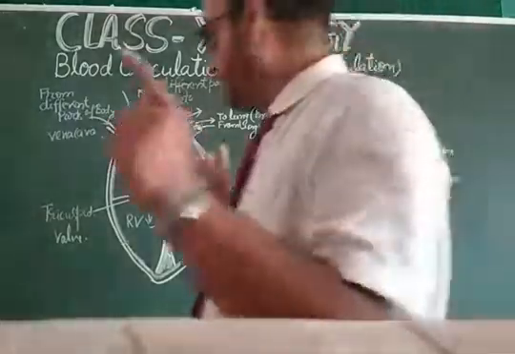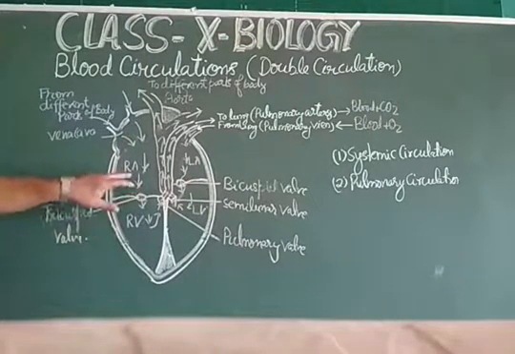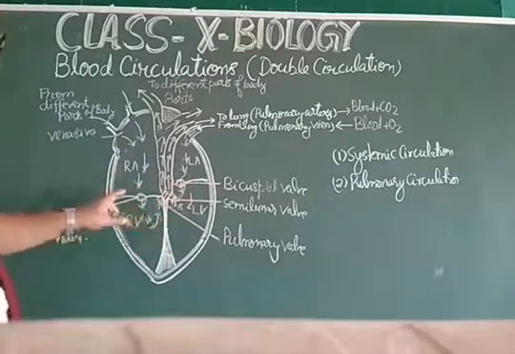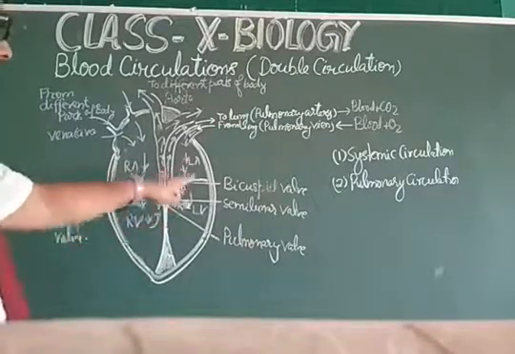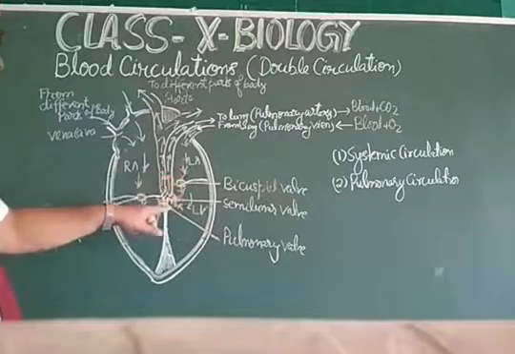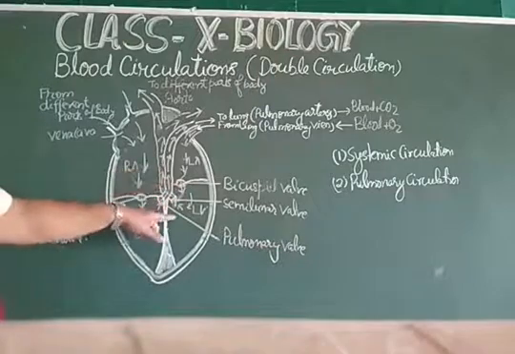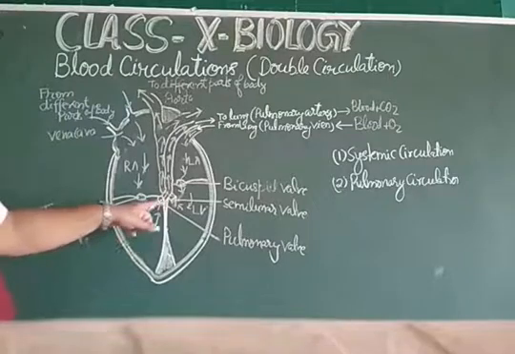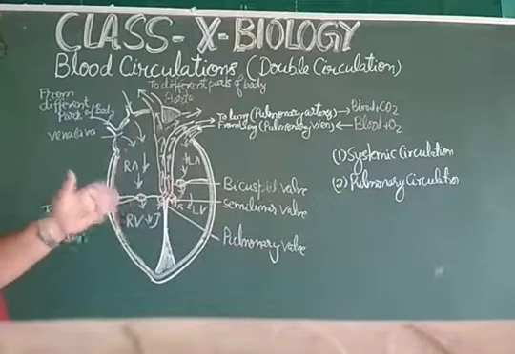So now once again let us take a brief look. This is the four-chambered heart: right atrium, right ventricle, left atrium, left ventricle, supported by four valves. In between the RA and RV there is the tricuspid valve, in between the LA and LV there is the bicuspid valve, in between the LV and aorta there is the semilunar valve, and in between the right ventricle and pulmonary artery there is the pulmonary valve. So these four valves control the full circulation of the blood, which is double circulation.